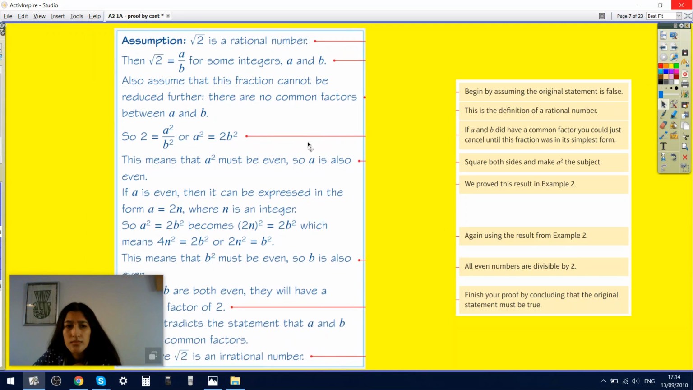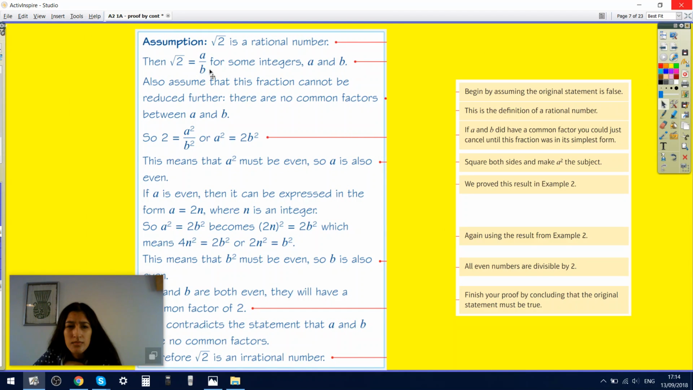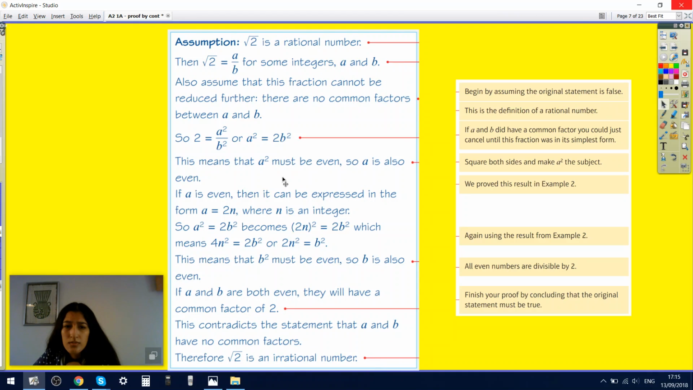We'll see. Root 2 is a rational number. Root 2 equals a over b. Also assume that this fraction cannot be reduced further. There are no common factors. So a squared equals 2b squared. This means that a squared must be even, so a is also even. If a is even, then it can be expressed in the form a equals 2n, where n is an integer. 2b squared must be even, so b is also even. If a and b are both even, they will have a common factor of 2. This contradicts the statement.